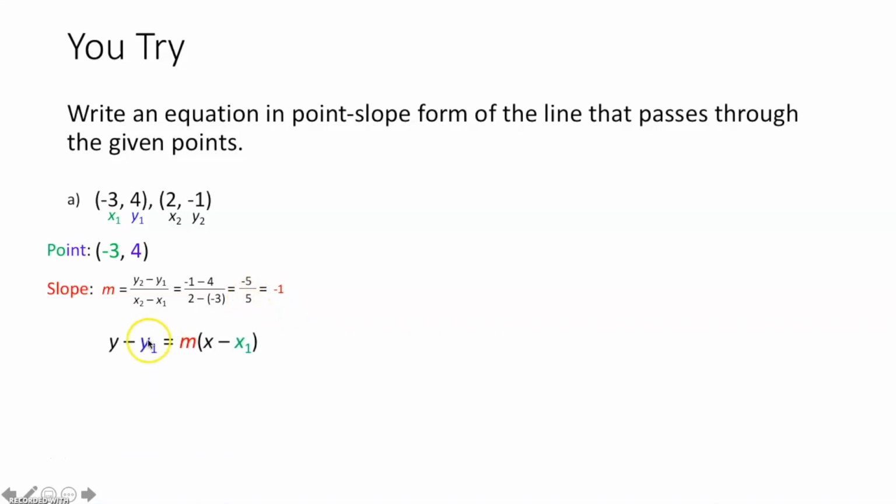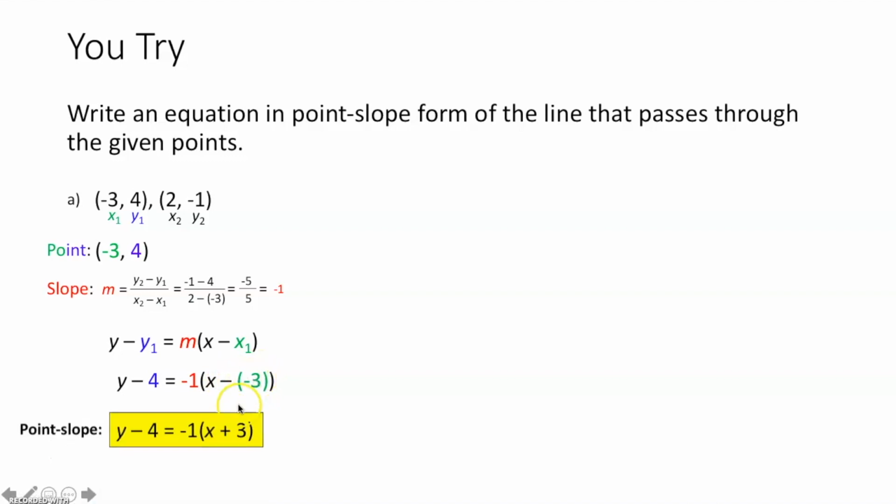Now I use point slope form. y minus y sub 1 is equal to m times the quantity x minus x sub 1. I'm going to plug in negative 3 for my x sub 1, plug in 4 for my y sub 1, and plug in negative 1 for my m, my slope. Now, is there anything I can simplify here? Yes, this minus negative 3 is the same thing as negative 1 times negative 3, which is going to be positive 3, so plus 3. And now I have the point slope form of the equation of the line that passes through these 2 points.